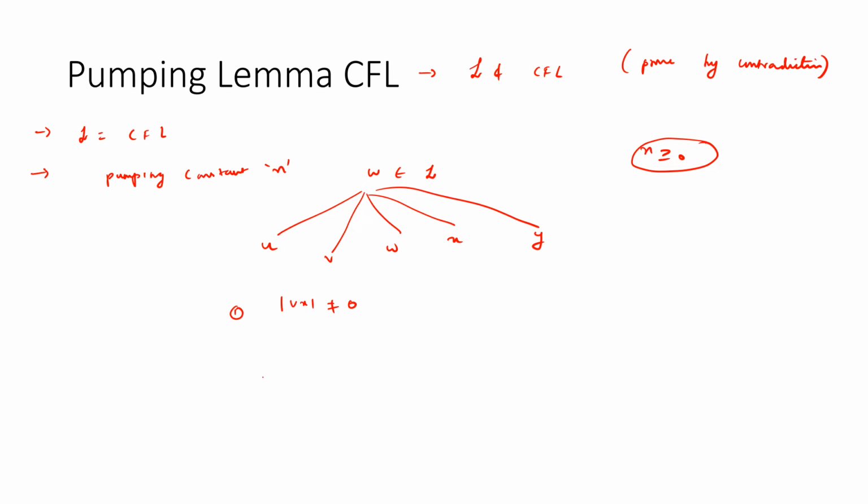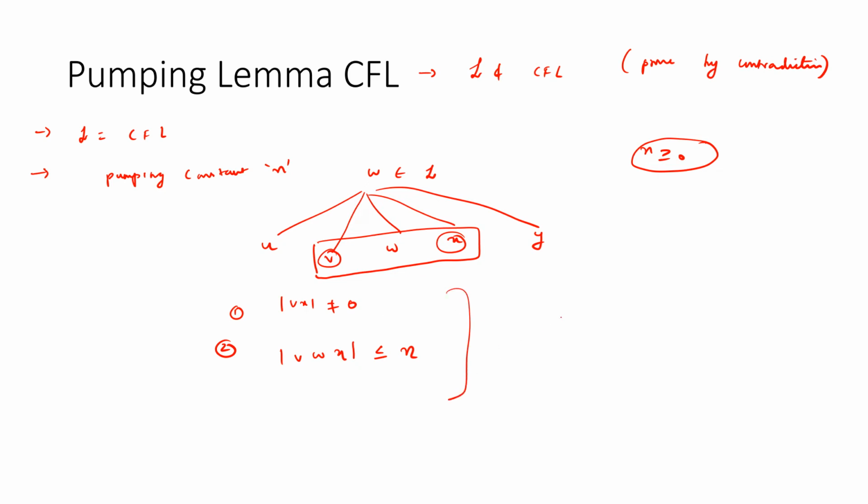Okay, and the second condition is that the length of the string vwx should be less than or equal to the pumping constant n that you choose. In regular languages, the middle part y should be less than or equal to the pumping constant. Here again we want the middle part to be less than or equal to the pumping constant, right? And v and x cannot both be equal to 0.